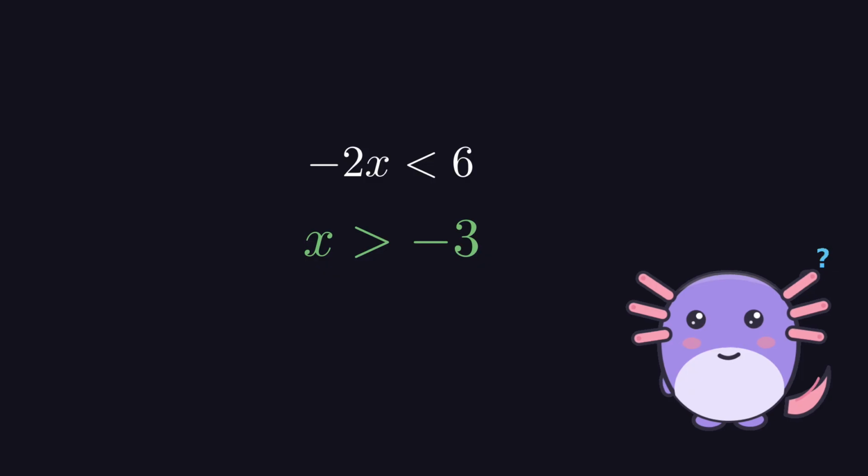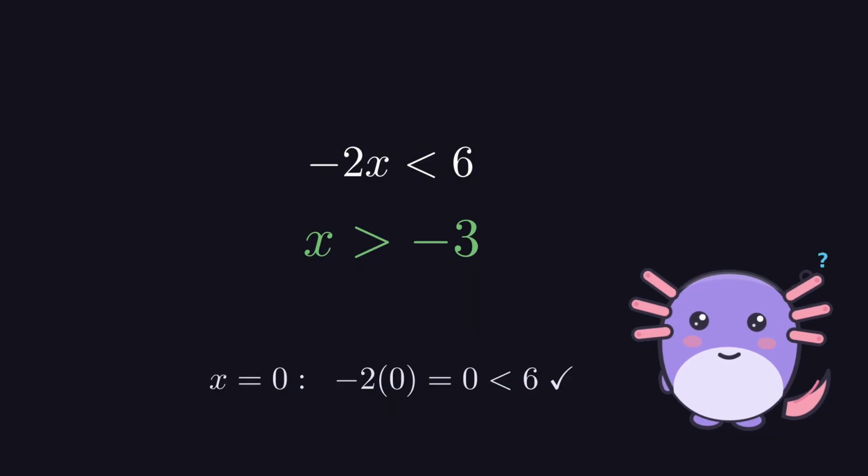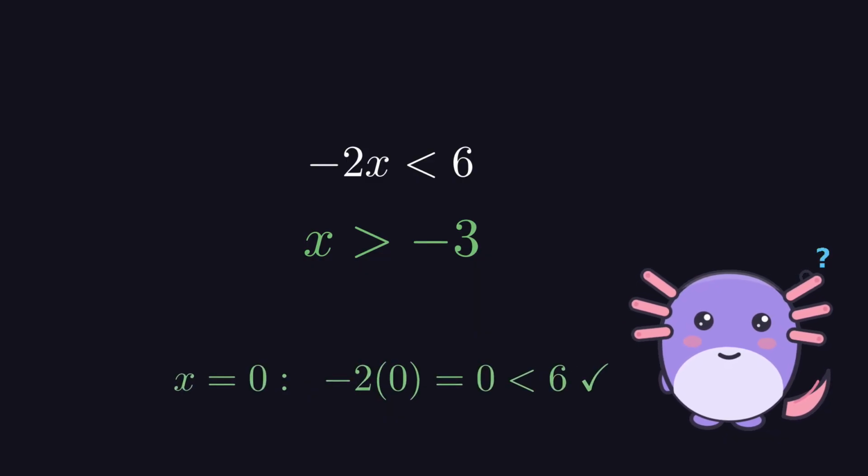Here's a habit that will save you every single time. Test one number from your answer. We claimed x is greater than negative 3, so try 0. Negative 2 times 0 is 0, and 0 really is less than 6. The claim survives the test.